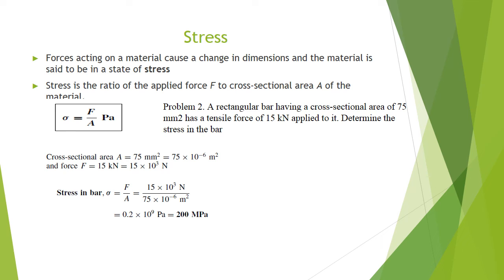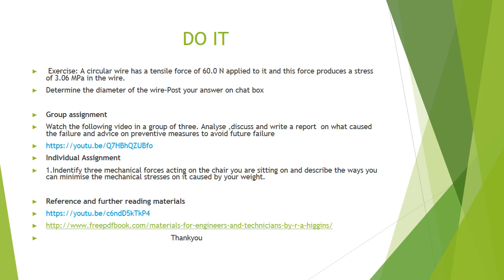An example: a rectangular bar has a cross-section of 75 millimeters squared and has a tensile force of 15 kilonewton applied to it. When we want to look for the stress in that object, sometimes we may not be able to see with our naked eyes the change in the length of the object, but we can calculate it by applying F over A, and when we do that, you'll see that the material is under a tensile stress of 200 megapascal.